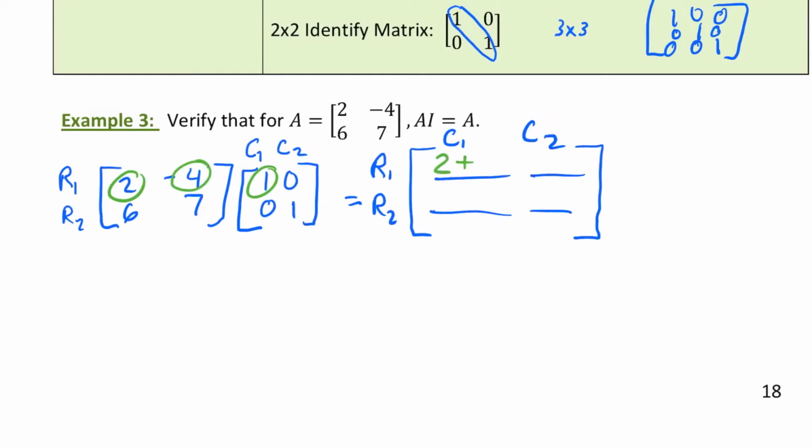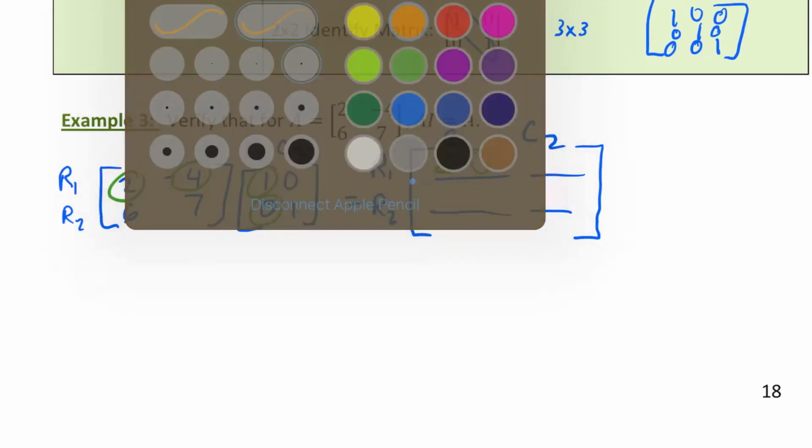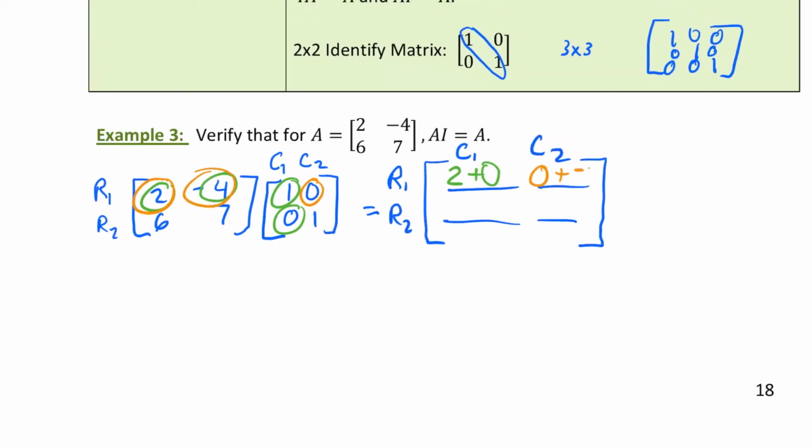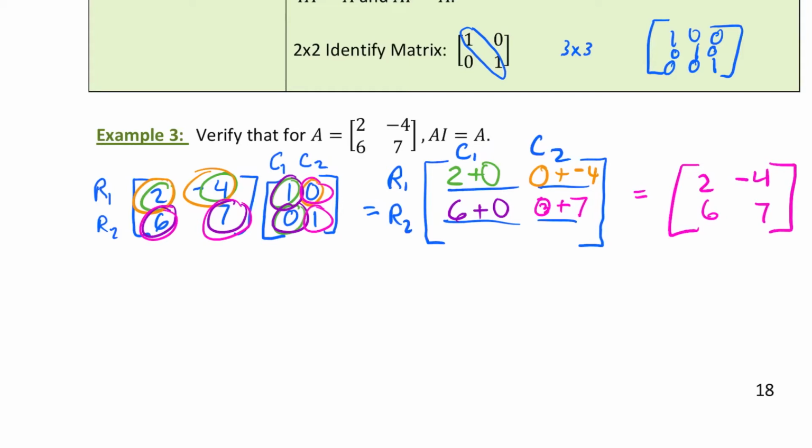Then we'll move to the next element. -4 times 0 is 0. Moving over for column 2, we've got 2 times 0 is 0, plus -4 times 1 is -4. And then on down to row 2, 6 times 1 is 6, and then 7 times 0 is 0. And our last element, 6 times 0 is 0, 7 times 1 is 7. So if you actually do that, you're going to see that we get our original matrix A back. So multiplying by our identity matrix did not change the result.